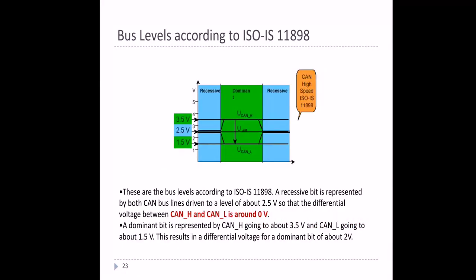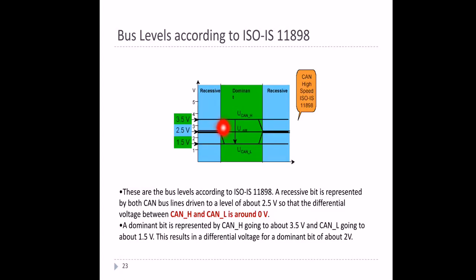Fine. The bus levels according to ISO 11898 are these. According to this, the recessive bit is represented by both CAN lines driven to a level of about 2.5 volt. The blue color is the recessive level and the green color is the dominant level. In the recessive state, the differential voltage between CAN high and CAN low is around 0 volt, the difference is 0.